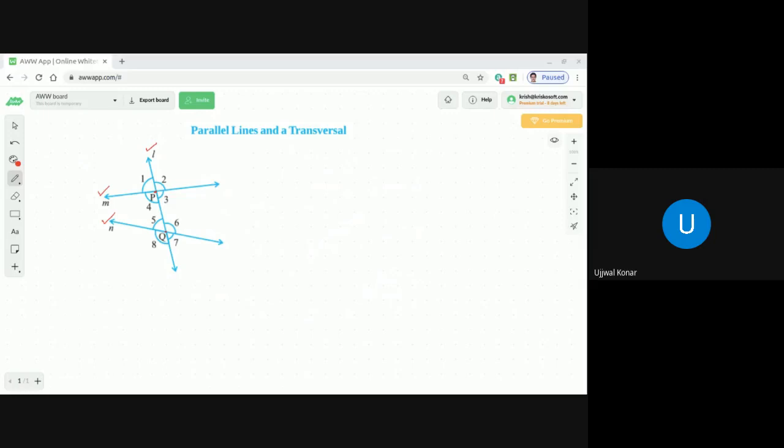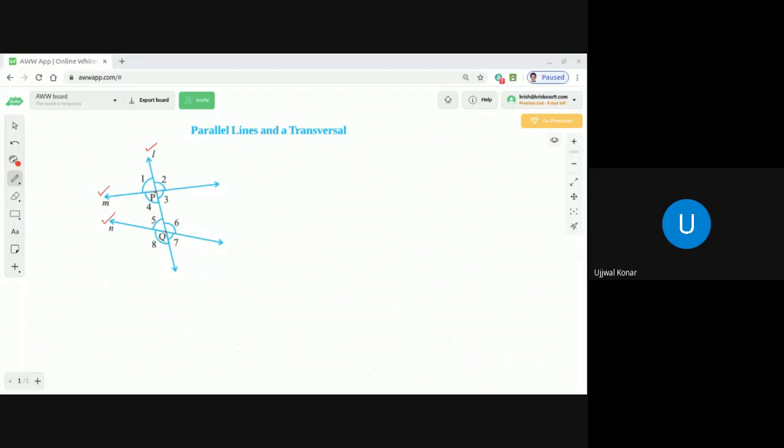Why? Because, as I just said, a transversal is a line which intersects two or more lines at distinct points. Here we took two straight lines, M and N, and the distinct points are P and Q. So line L is a transversal for the lines M and N. Now, four angles are formed at each of the points P and Q. Let us name these angles in order, from 1, 2, 3, 4, 5, 6, 7, 8.